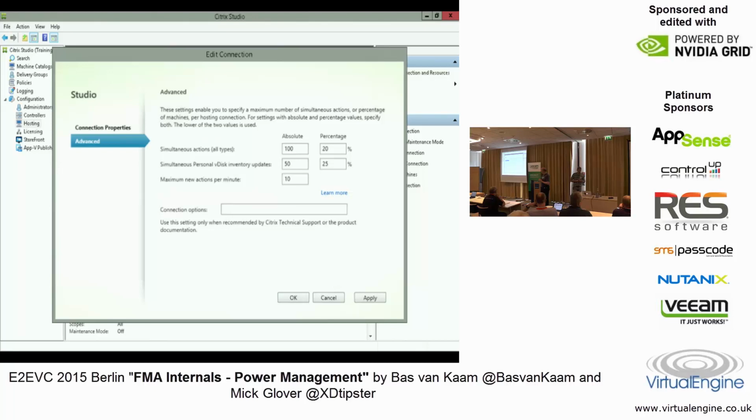Essentially, if your hypervisor was managing 1,000 machines, 20% of 1,000 machines is 200 machines, right? So that would be 200 machines that we would have the throttling actions, simultaneous actions against. So in that situation, the absolute value would take precedence. So you don't have to configure both values, but you can if you want. By default, they are both configured.